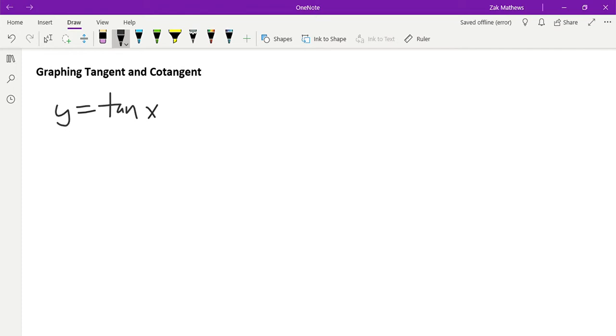So the first thing to note is there is a major difference, which is that the period of both the tangent and the cotangent is only pi, in comparison to sine and cosine, which is 2 pi. Another big difference is that tangent and cotangent do not have infinite domains. Their domains are not negative infinity to infinity like they were with sine. So we're going to talk about where those breakdowns occur.